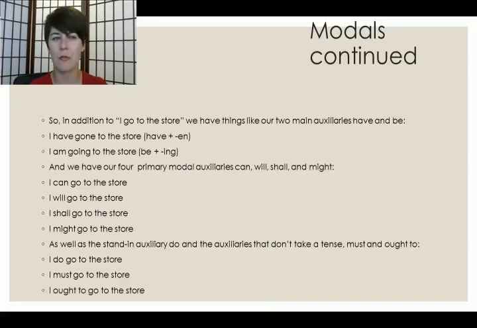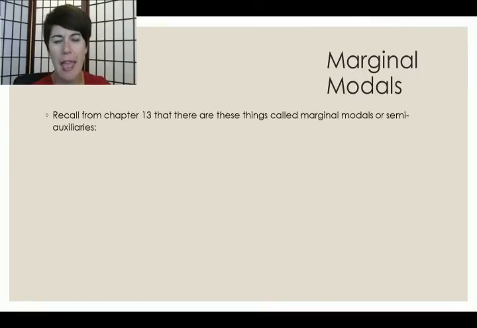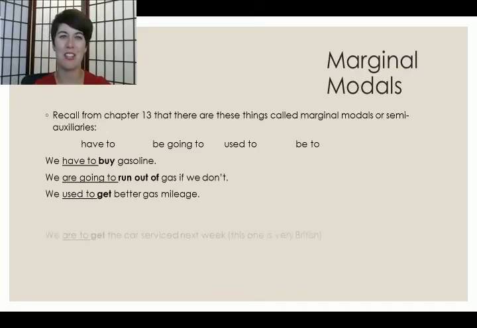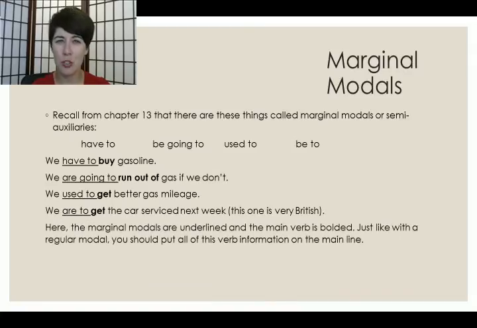Those are our sort of primary modals, but there are also marginal modals, which we talked about quite a bit in chapter 13. Have to, be going to, used to, and be to, as in we have to buy gasoline. We are going to run out of gas if we don't. We used to get better gas mileage. We are to get the car serviced next week. The marginal modals are underlined here, and the main verb is bolded. All of this stuff, just like with a regular modal, goes on the main line.